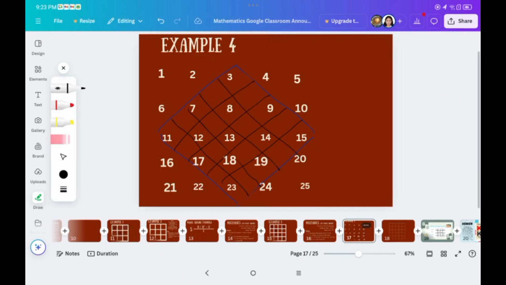So, may mga natirang number tulad ng 1, 2, 6, 4, 5, 10, 20, 24, 25, 16, 22, 21. So, ipapasok natin ang mga yan sa diamond gamit ang diagonal lines. Ganito.